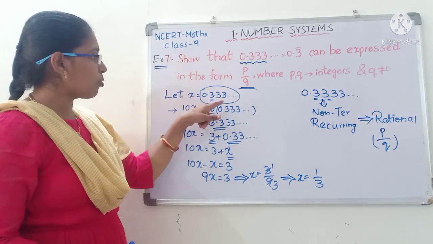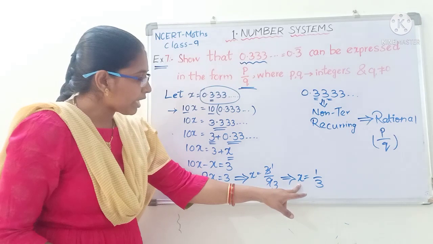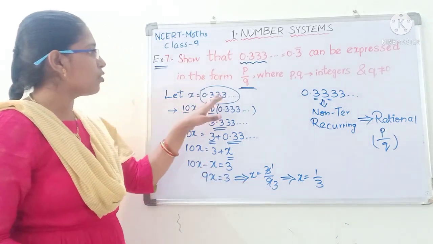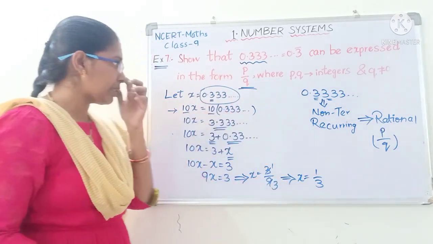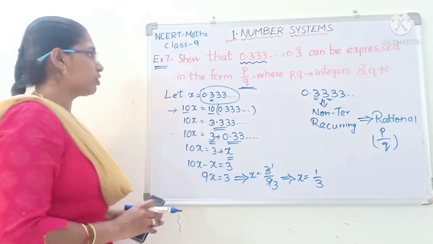We assumed x as 0.333. In the final we got x is equal to 1 by 3. That means 0.333 is equal to 1 by 3. So this is the way you should do, children.